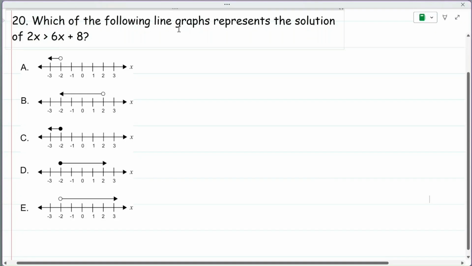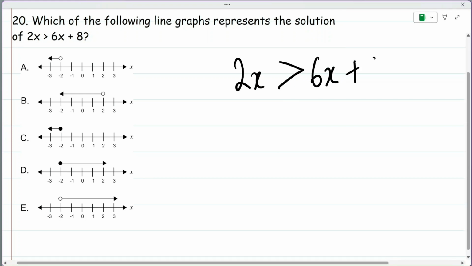Question 20. Which of these following graphs represents the solution of 2x is greater than 6x plus 8? Let's write it out. 2x is greater than 6x plus 8. The greater than part is facing the 2x, that's the bigger part, and the pointed part, which is less than, is facing 6x plus 8.